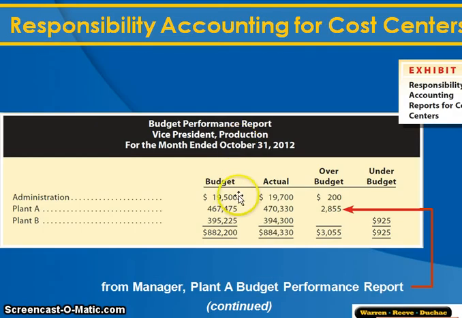All right, so we're saying, okay, 19.5 was the budget, we spent 19.7, we're 200 over budget. If you want to add some zeros to this to make it feel more realistic: Plant A, our budgeted amount was $467,000. We're actually at $470,000. They were $2,800 over budget, and Plant B was doing pretty well. They're under budget by $925. So if I was the vice president, if you wanted to add a couple of zeros, what if that was $2.8 million over budget? Let's say there are 3 more zeros here. So if I'm the vice president, I would go down to Plant A and say, hey, what's going on over here? Why were you $2 million over budget?